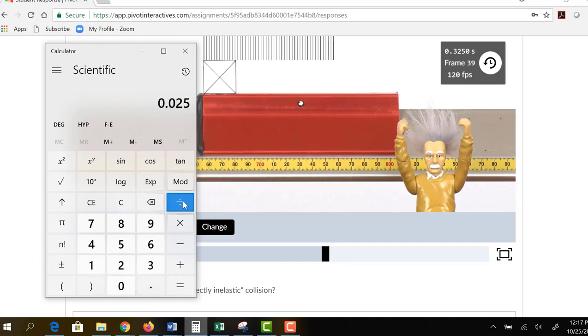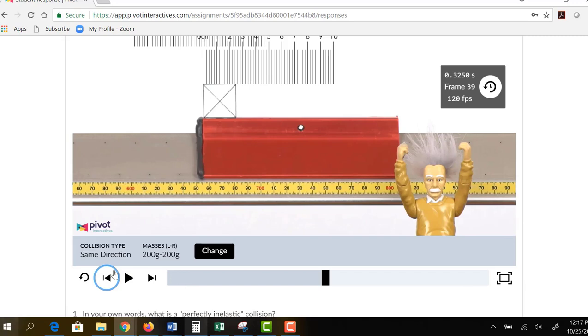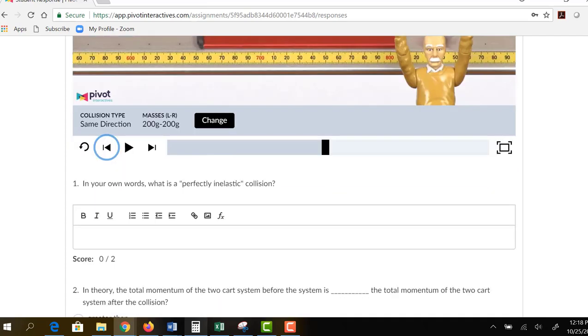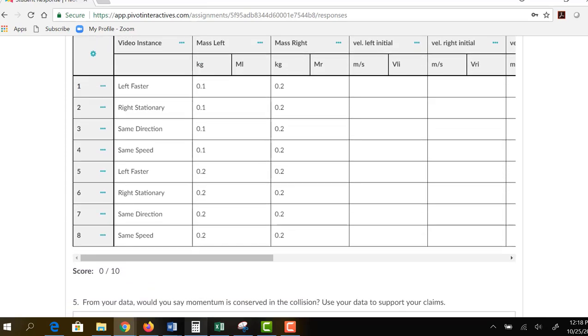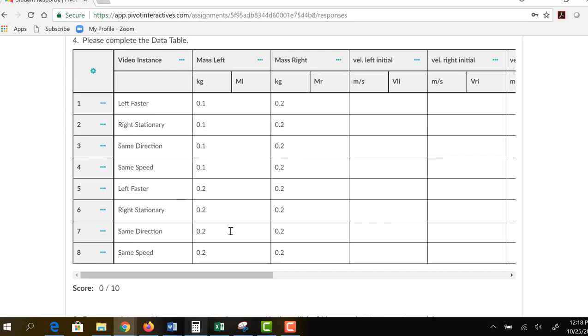0.025 meters in 0.3250 seconds. That is 0.0769 meters per second. Okay, let me put that in the data table. So again, the one I have is same direction, 200 grams, 200 grams. This is the right mass, so I can then put that number here.